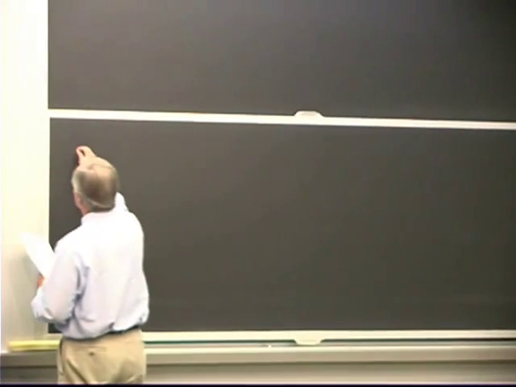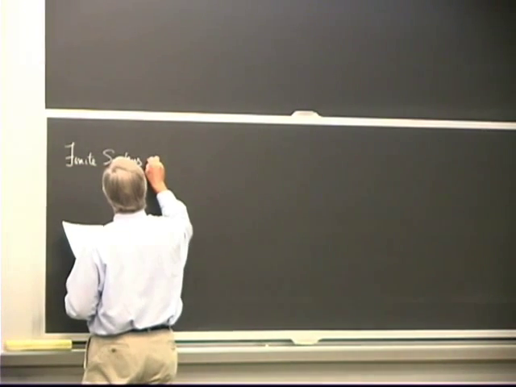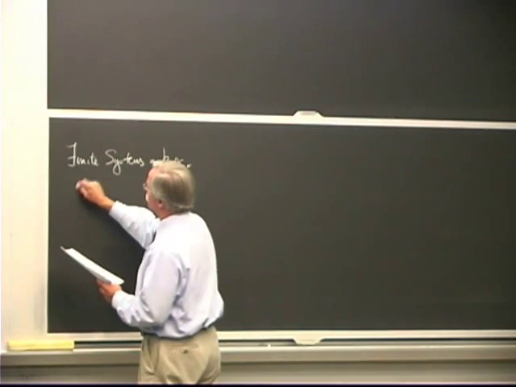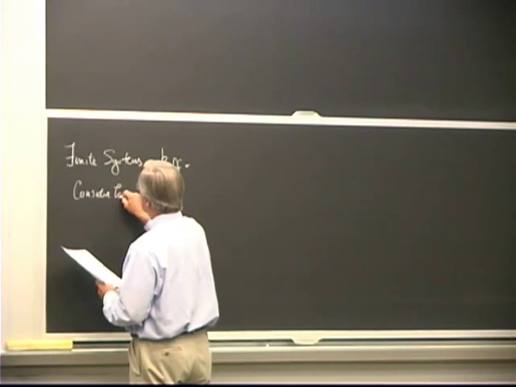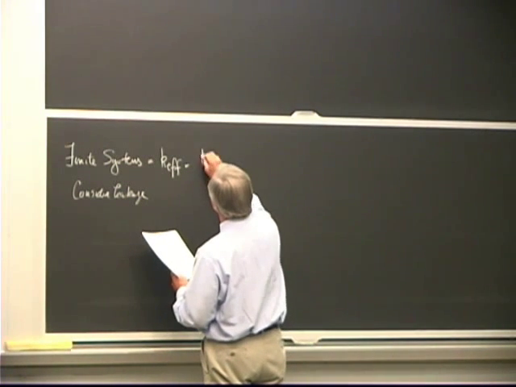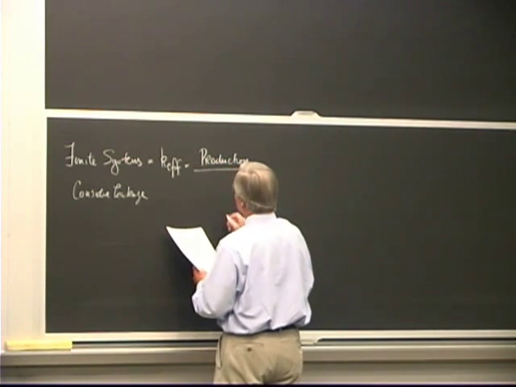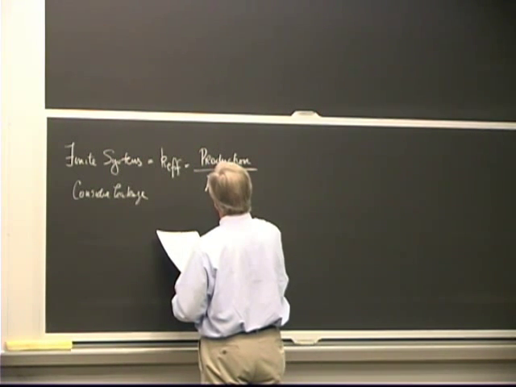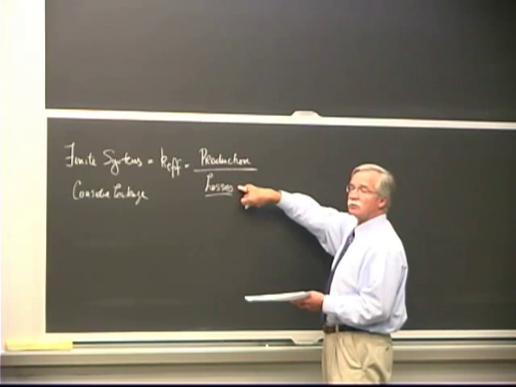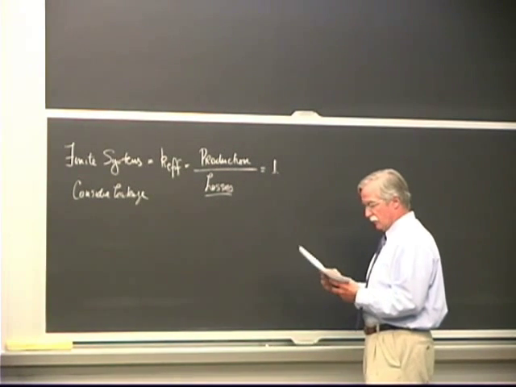The most important one is for finite systems, where we have a K effective, which does consider leakage. Now, K effective can be defined relatively straightforwardly as production of neutrons divided by losses. So if the number of neutrons produced equals the number of losses, your K effective would be 1, which is the desirable function.